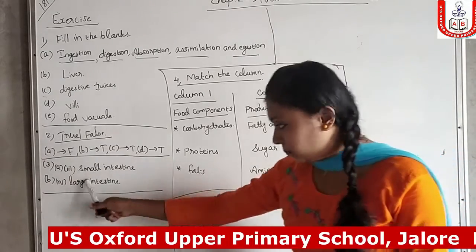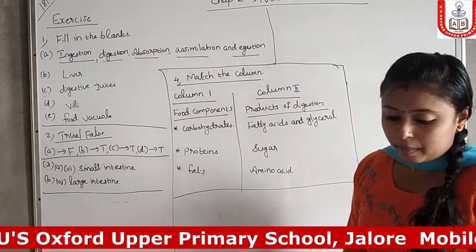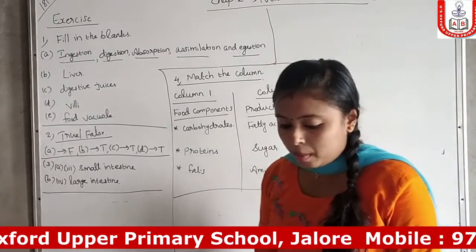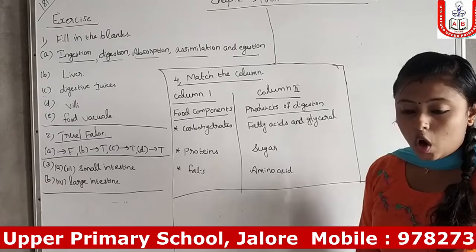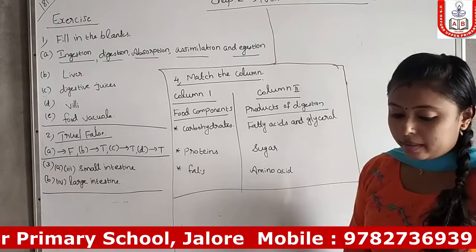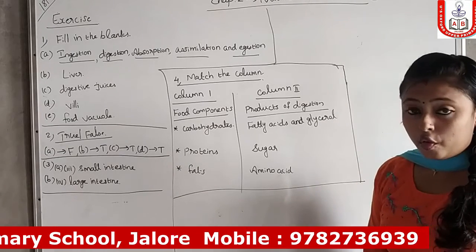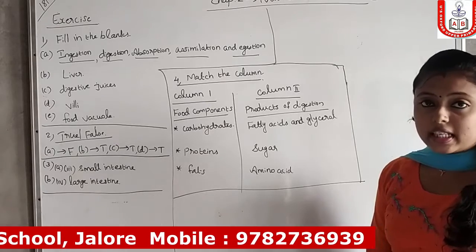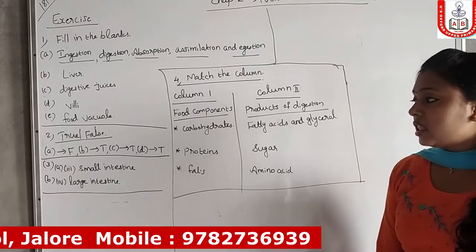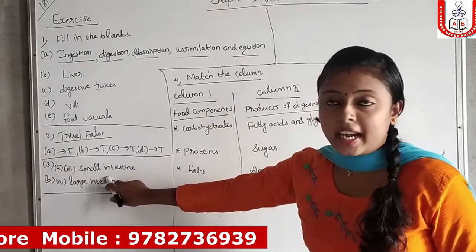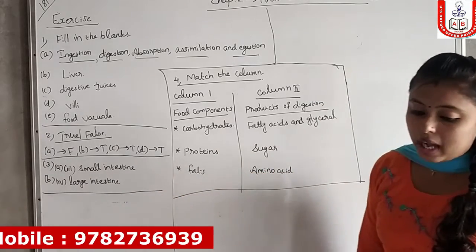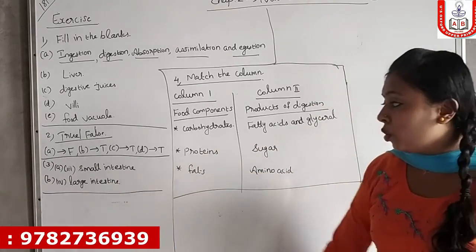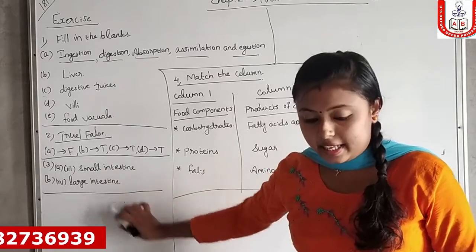Next, B: Water from the undigested food is absorbed mainly in the dash. The options are stomach, food pipe, small intestine and large intestine. Large intestine is the answer. Water from the undigested food is absorbed in the large intestine.